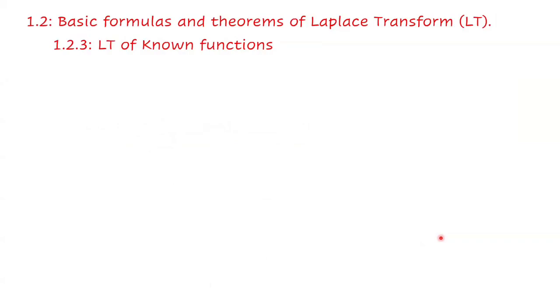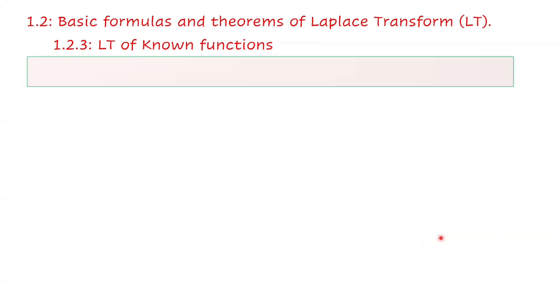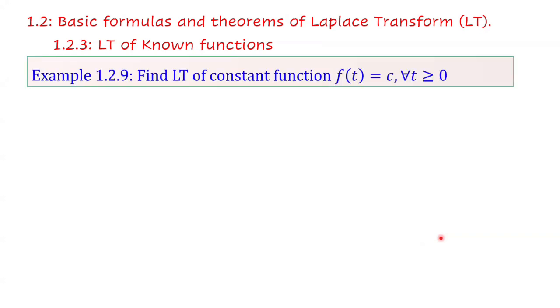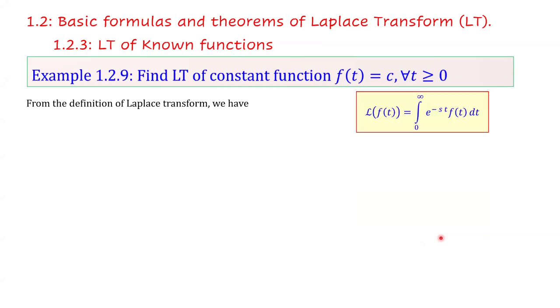Let us continue with the Laplace transform. In the next subsection we will derive the Laplace transform of some known functions. We will start with a constant function, and we have to find the Laplace transform of f(t) equal to c. From the definition of the Laplace transform, we have this.